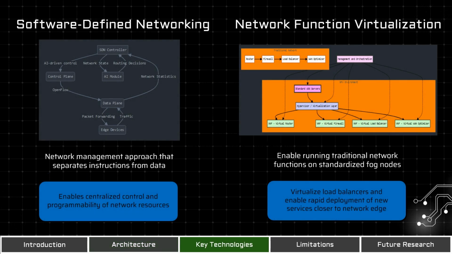Going into key technologies, software-defined networking and network function virtualization are enablers of data routing and load balancing. SDN is a network communication technology that separates network instructions from actual data. This separation allows centralized control and programmability of network resources, which is crucial for dynamic adjustment when changing network conditions. NFV complements SDN by virtualizing network functions and running them on fog nodes. Examples include gateways, switches, and firewalls. This allows for smooth management of computing, storage, and communication resources to meet evolving demands.